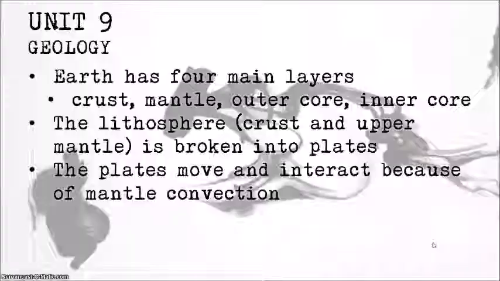Wow. So that's that. Earth has four main layers: the crust, the mantle, the outer core, and the inner core. The lithosphere, which is the crust and the upper mantle, is broken into plates, and these plates move and interact because of mantle convection.